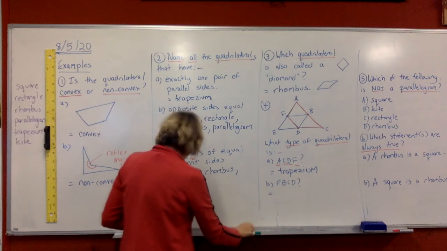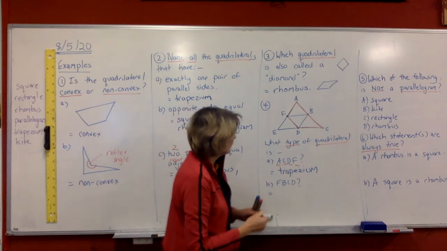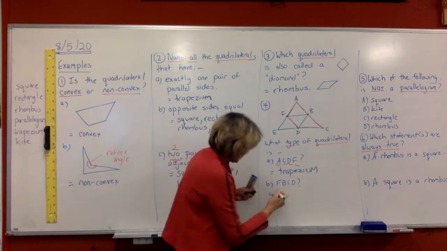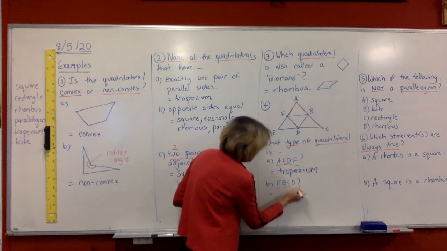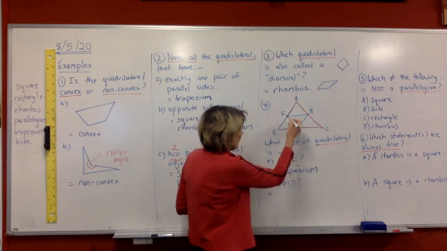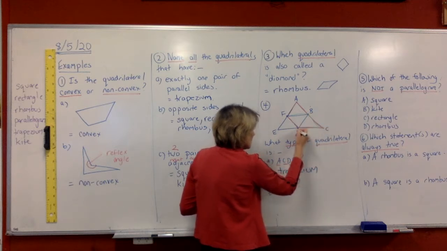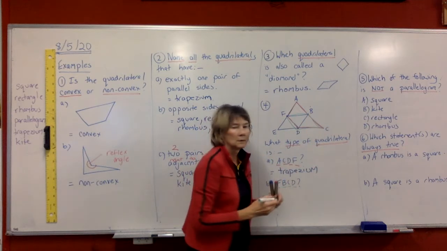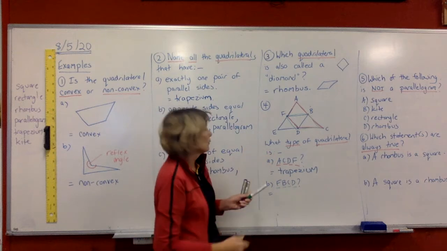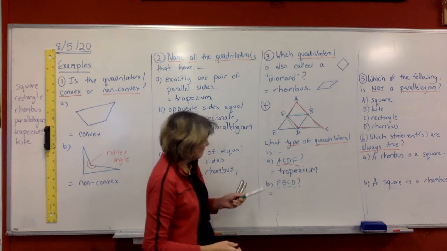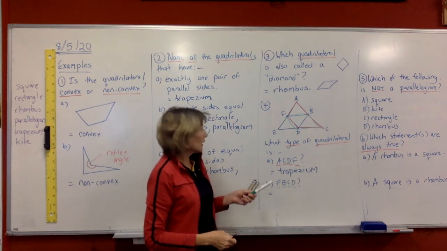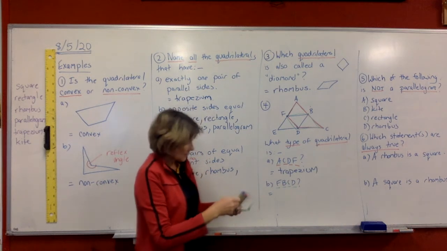Okay, I'll get a different colour, get the green one. So we're going to do F, B, C, D. So we have F to B, to C, to D, and back to the start. I've just drawn it away from the red so you could see it a little bit better. If you look at that, that's a pushed over square, that's a rhombus.